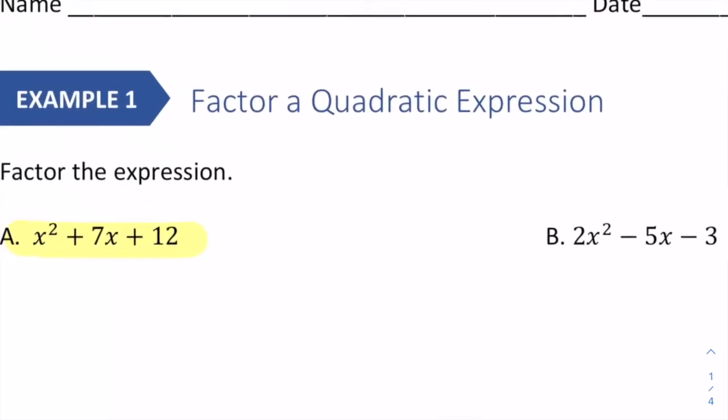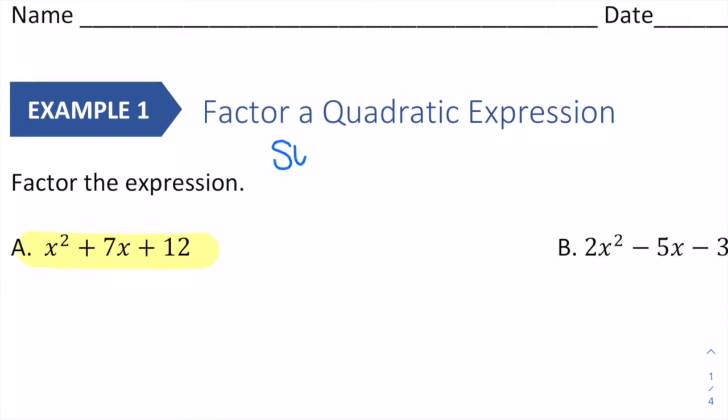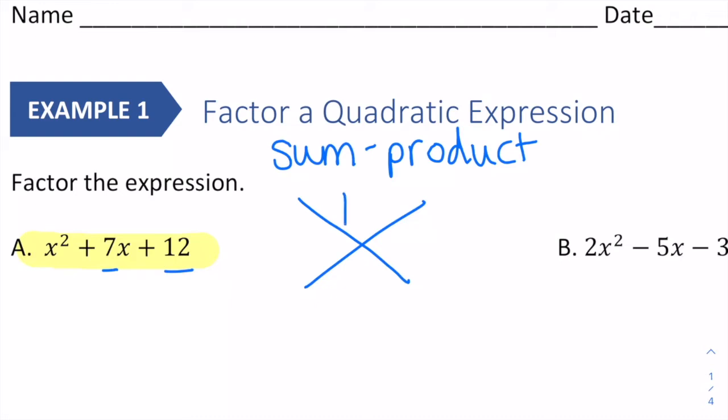We're going to use the sum product rule, meaning we're looking at the coefficient of x and we're looking at the constant. And we want to find two numbers that multiply, or the product is 12, and the sum, they add together to make 7.